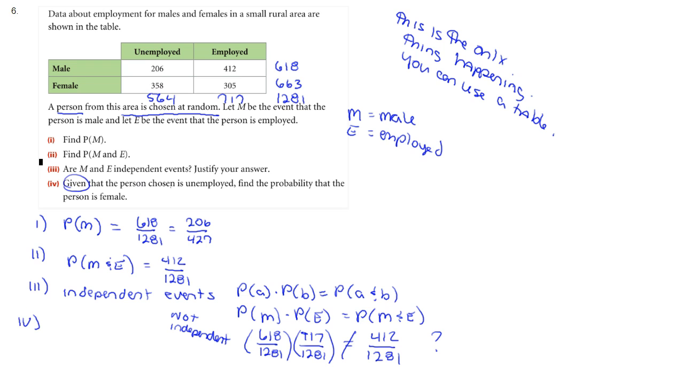All right, in part 4, we're talking about a conditional probability. Here, because I got the table, they're telling me it's given the person's unemployed, so I know it's got to be dealing with this column. And so the females are 358 out of 564. That reduces to 179 over 282.